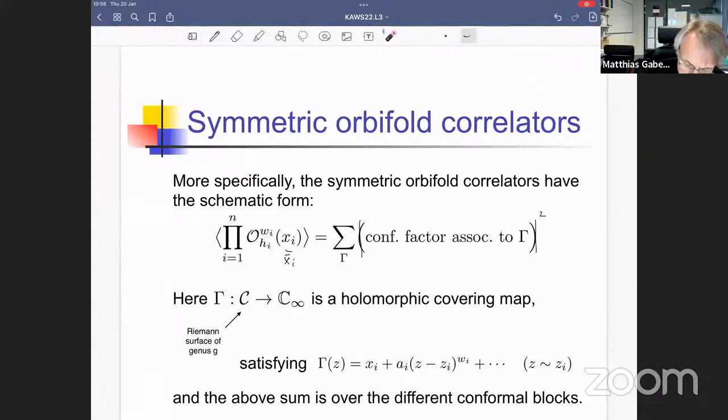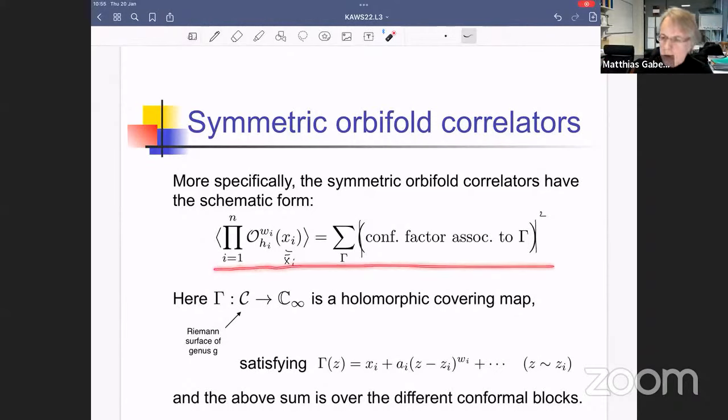And the idea is that the different covering maps are the different conformal blocks that contribute to this correlation function. I have to sum over all of the conformal blocks and take the same conformal block for the left movers and the right movers to get the actual correlation function of the symmetric orbifold. So these correlation functions will involve a sum over all the covering surfaces. There will be a covering surface of genus zero, one of genus one, of genus two, whatever. As we'll see, there are only finitely many genera that can contribute. There are only finitely many covering maps that exist. And this correlation function you can write as a sum over all of these different contributions.